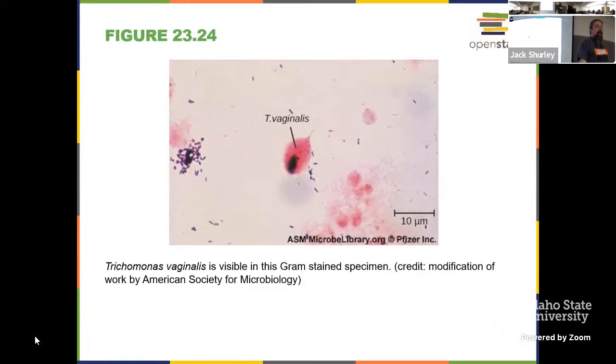My gut tells me that a lot of this stuff is probably some lactobacillus, right? Gram-positive rods is how this is looking to me. And then this guy, you can see the hint of some flagella right here. Trichomonas vaginalis is a flagellate. There are all sorts of details with protists that we can use to classify and understand them.